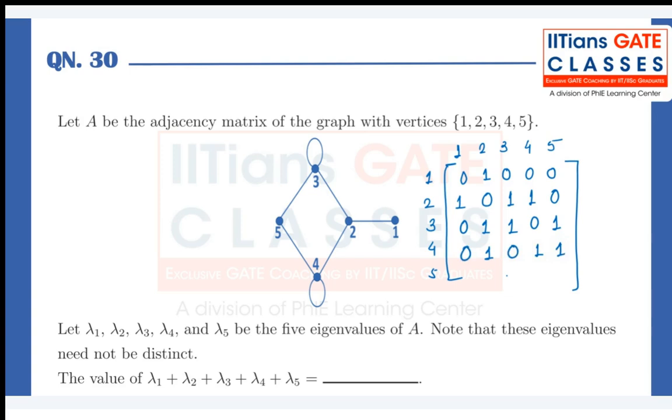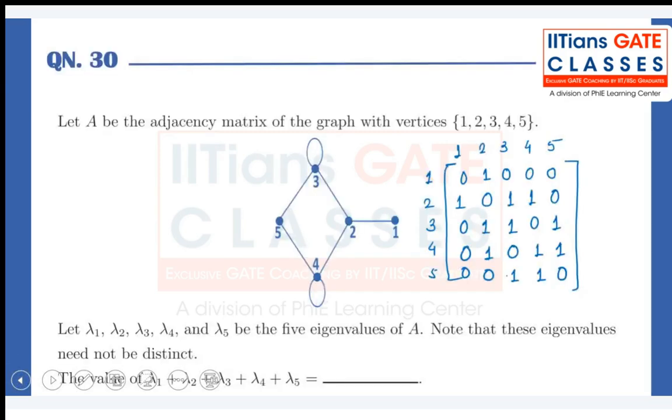5 is adjacent to 3 and 4. So it will be 1, 1 here, and in the rest of the places it is 0, 0, 0. So this is now the adjacency matrix of the given undirected graph. Now, the question asks us to find the sum of the eigenvalues. This is a 5 cross 5 matrix, and the number of eigenvalues in this case is 5. So the sum of all the eigenvalues is what they are asking.